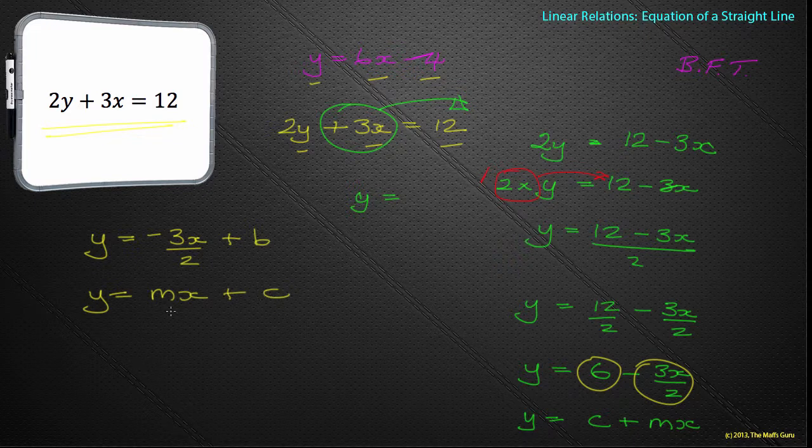So what is my gradient? Well, my gradient turns out to be minus 3 over 2. And my intercept will be equal to 6. So a word of warning about this minus 3 over 2. Remember that gradient is equal to rise over run. So that's rise there, and that's run there.